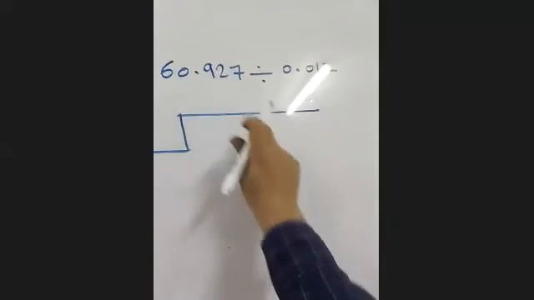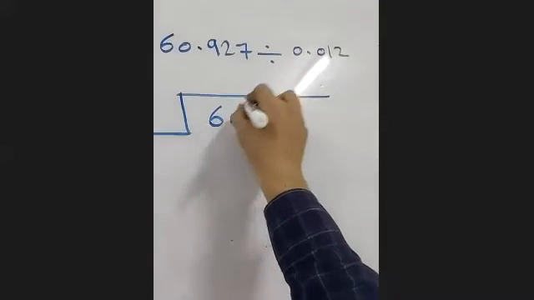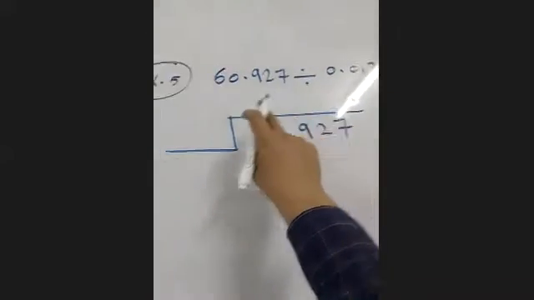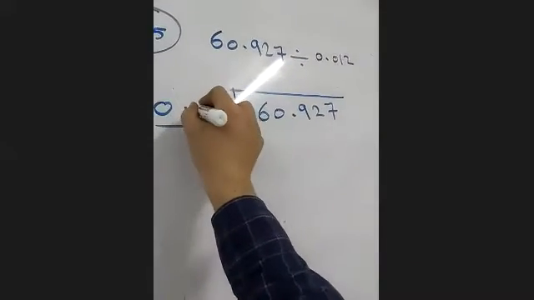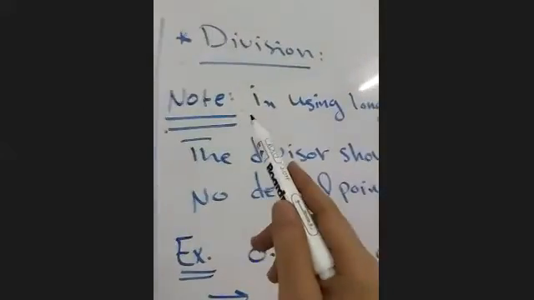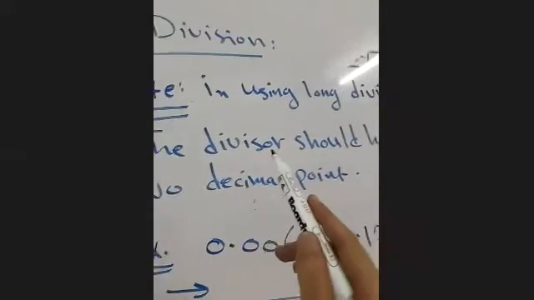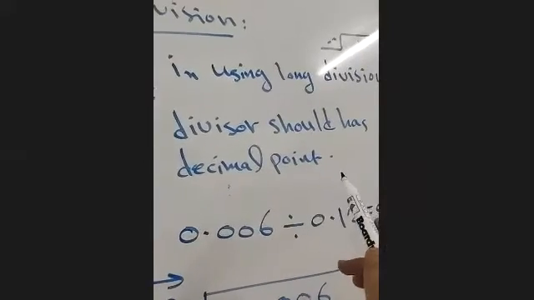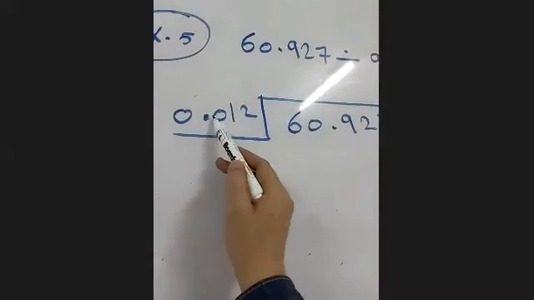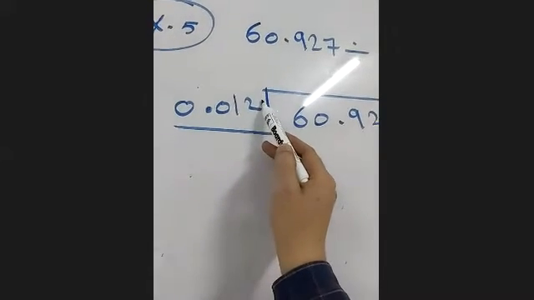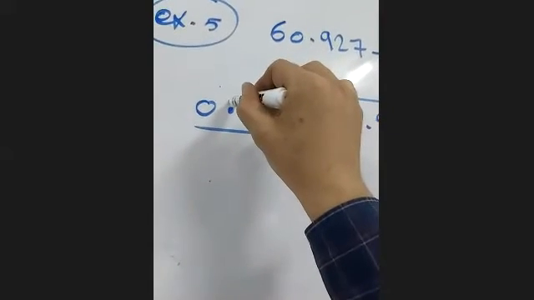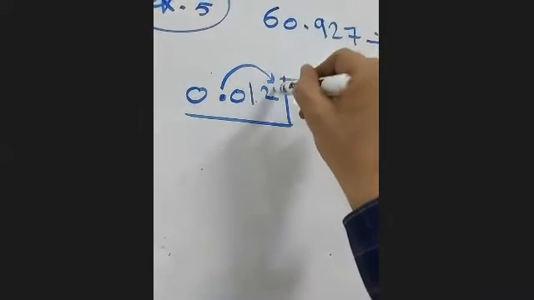This is the dividend. Put it here. 60 decimal 927. And this is the divisor. Put it here. 0.012. Now in our note here, in using long division, the divisor should have no decimal point. So I'll go here. The divisor has a decimal point, so I need to push it how many digits to get rid of it? 3. 1, 2, 3. So I need to get this decimal to be here.